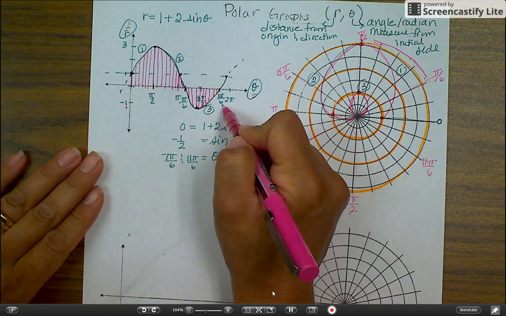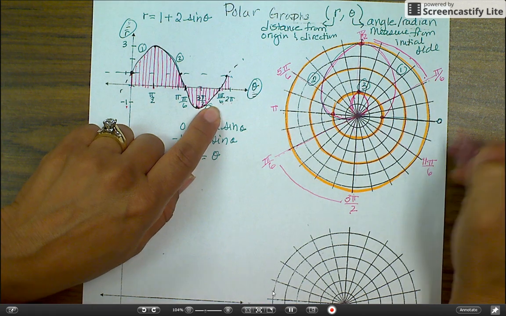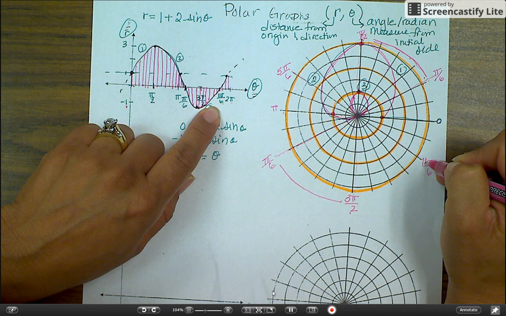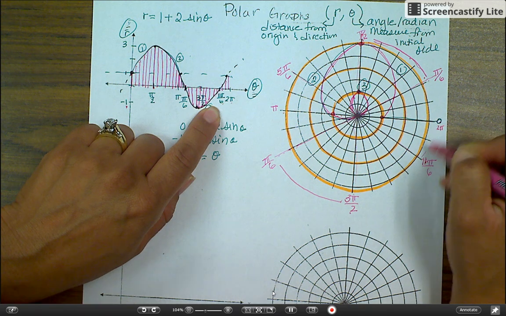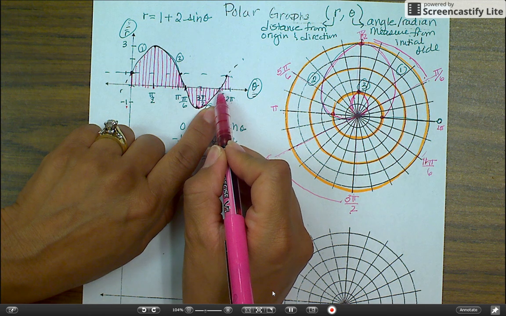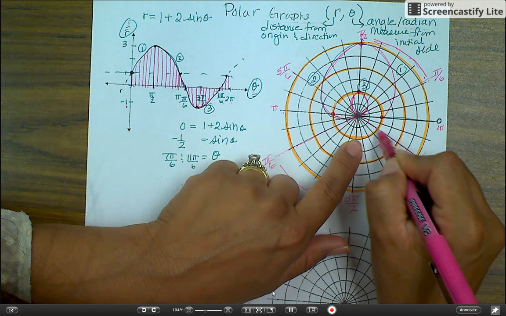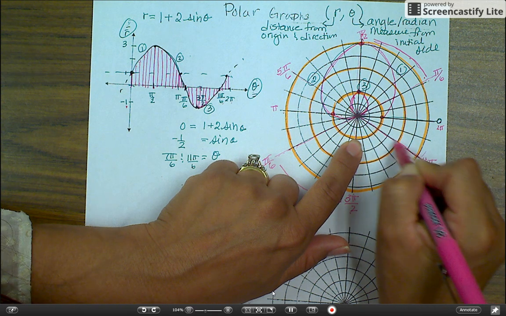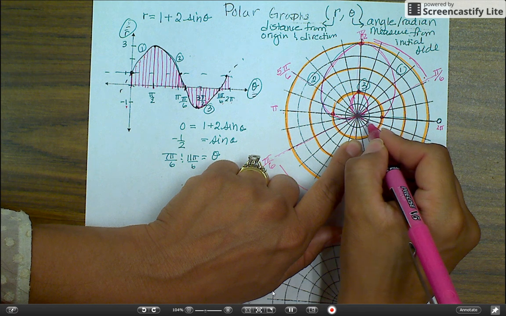Now 11 pi over 6 to 2 pi, they are positive. So that means I'm going to graph 11 pi over 6 to 2 pi in this region, and my r's are going to increase from 0 to 1. So here is my 11 pi over 6, and they are going to increase from 0 to 1.